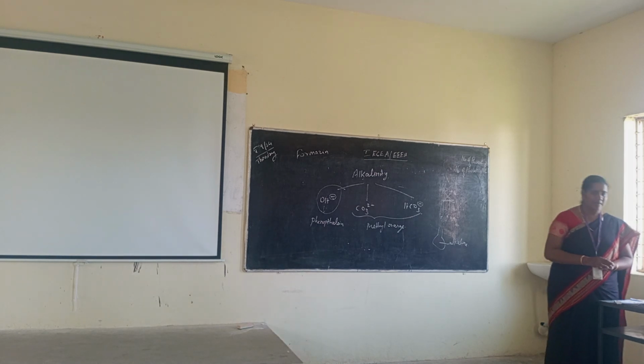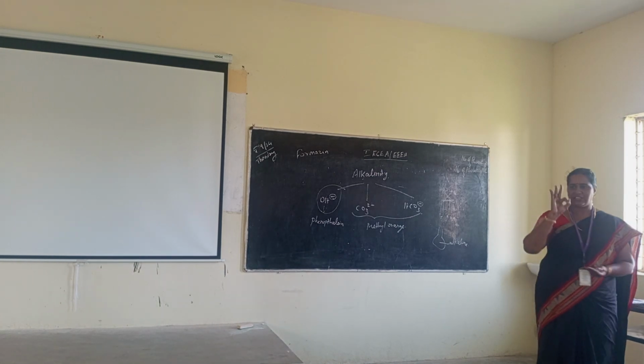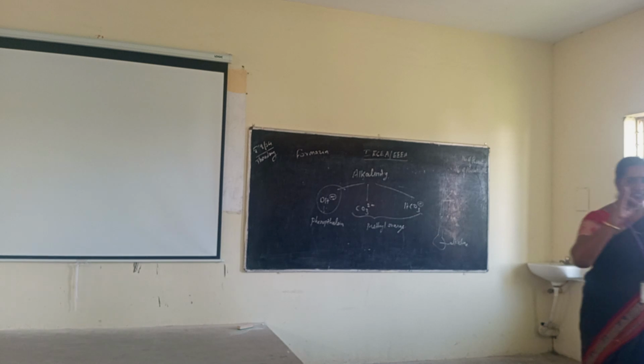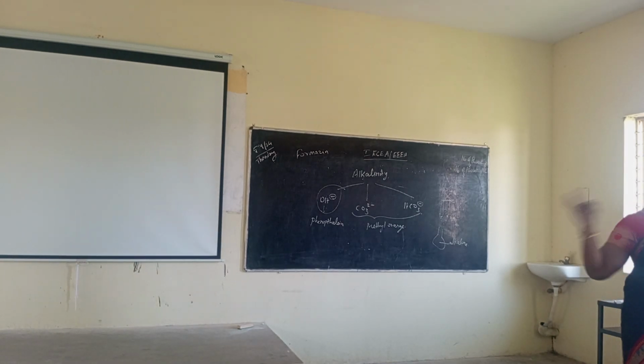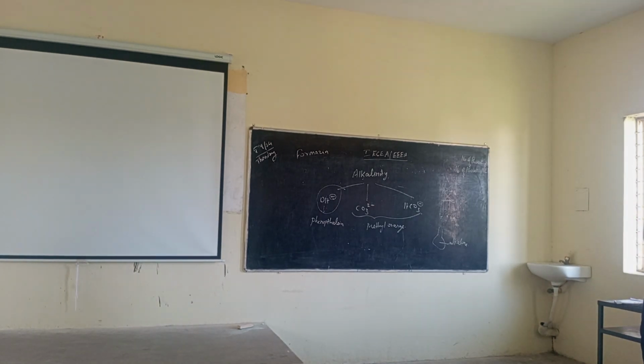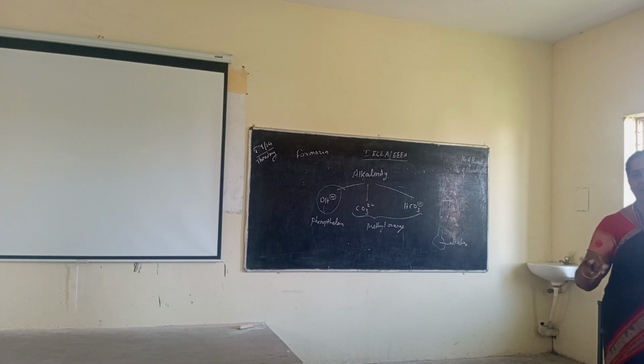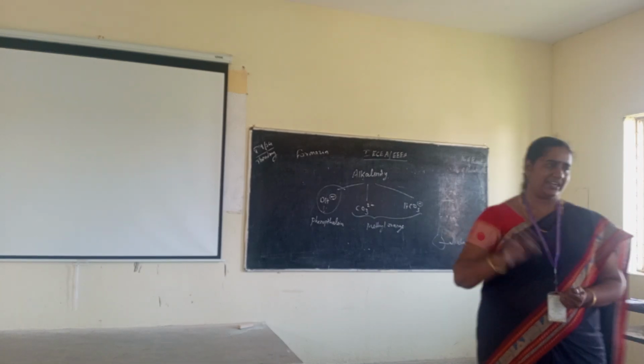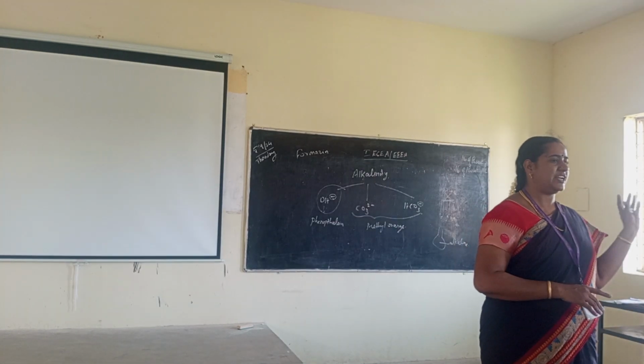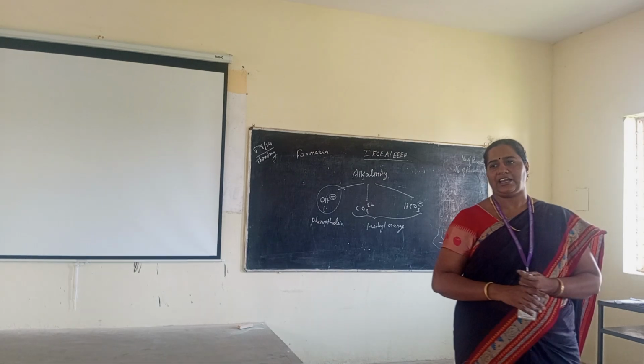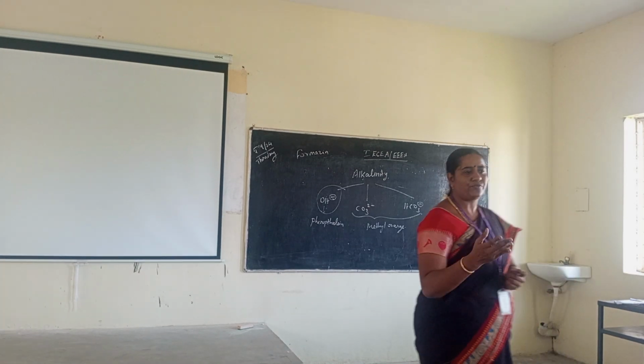Okay, so alkalinity means basic in nature. There are three main types of alkalinity: hydroxyl alkalinity, carbonate and bicarbonate alkalinity. Hydroxyl alkalinity is the strong alkalinity, bicarbonate and carbonate alkalinity is the weak alkalinity.